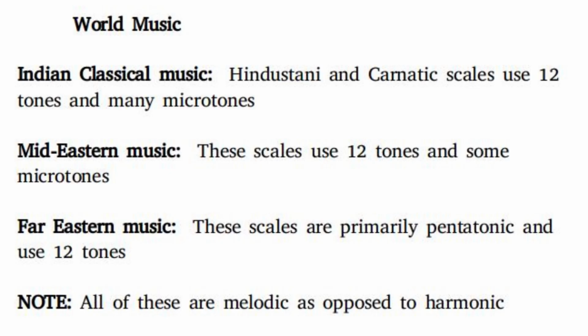Mid-Eastern scales also use 12 tones, but with some modification. This genre includes East Europe, Greece, Turkey, Persia, the Arab countries, and much of North Africa. There are noticeable differences between the regions in the use of melody, rhythm, and instruments. Far Eastern music uses 12 tones, but the scales are 5-note pentatonic scales.